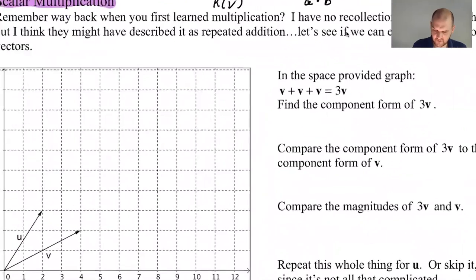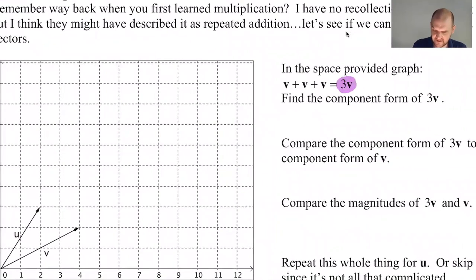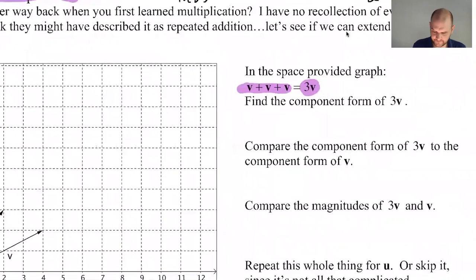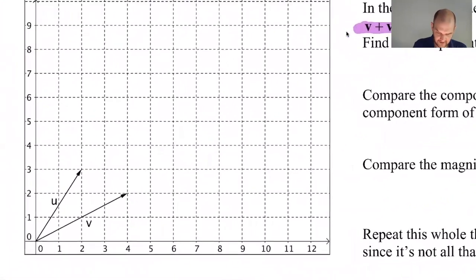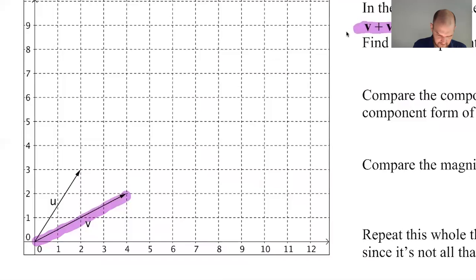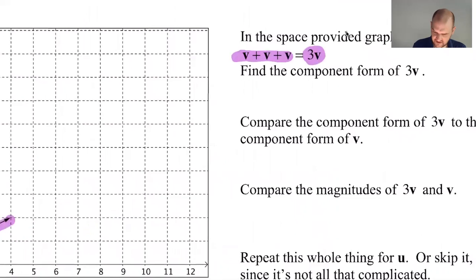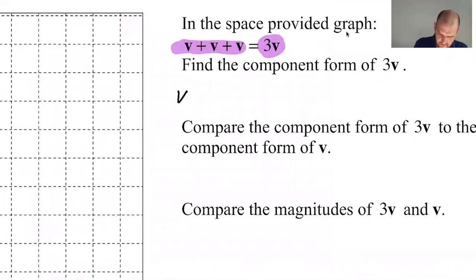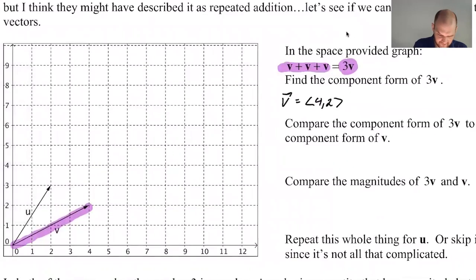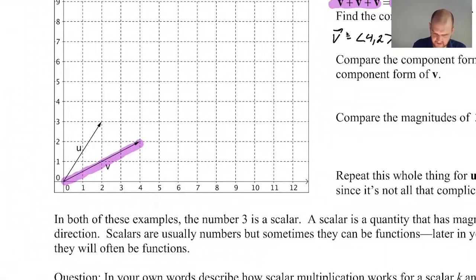So what I want to do is find 3v. The way I find 3v is I just use v 3 times. Over here, I can see that v is the vector 4, 2. So since v is 4, 2, let's graph v 3 times. From this starting point here at 4, 2, I'm going to go over 4 and up 2, which will take me here. That uses v again.